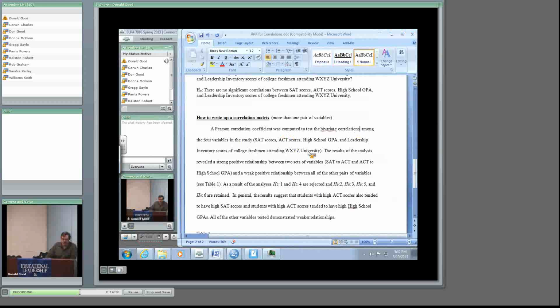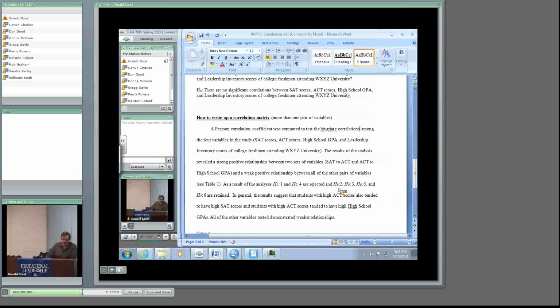The results of the analysis revealed a strong relationship between 2 of them, and I name what they are. They're SAT and ACT to high school GPA. And a weak positive relationship between the other pair. And I've got a table I'll scroll down to in just a second. As a result of the analysis, because 2 were strong, we reject 2 of the nulls. And I just kind of made up the numbers here. It doesn't matter. And the others, I had 6 altogether. You'll see that in a second.